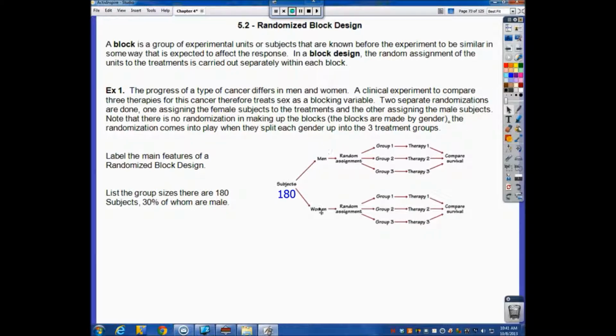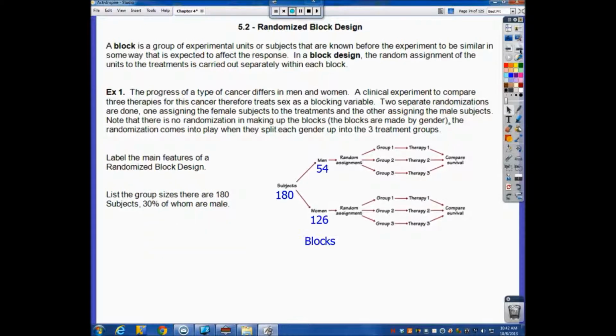Now, how many men and how many women do we have? It's not 90 and 90 because they didn't say 50% are male. It said 30% are male. So if I have 180 subjects and 30% of them are male, well, that gives me 54 men. And if I have 54 men, then I have 126 left over out of my 180 that must be women.